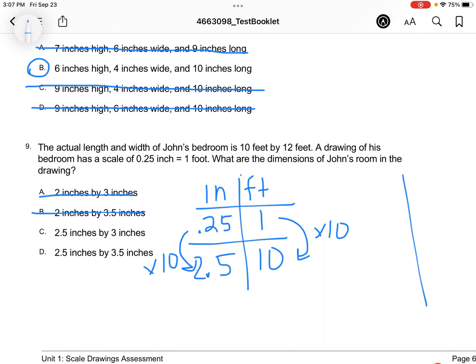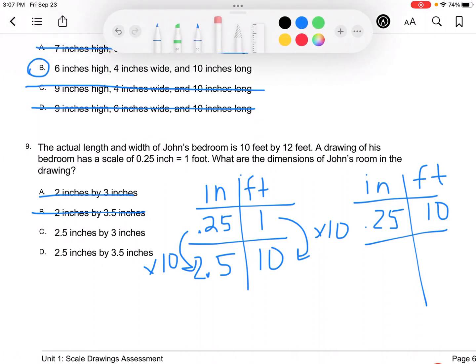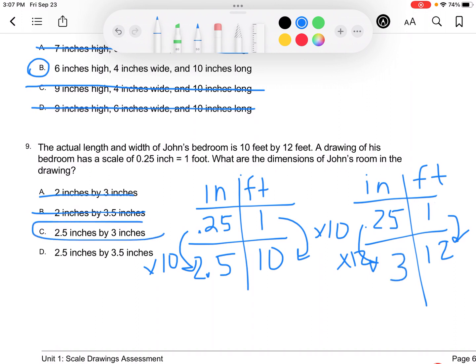And then I'm going to do a second table. And this time I've got 12. Oops, I didn't mean to put 10. So I'm going to multiply by 12. So 0.25 times 12, I get 3. So I know it had to be C.